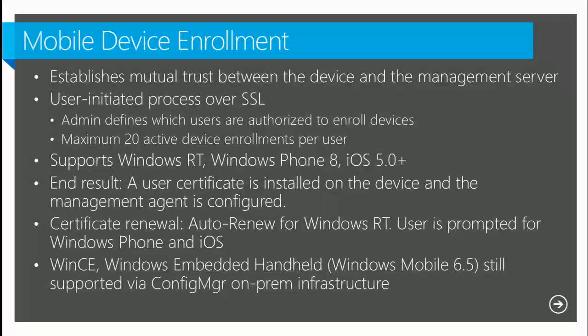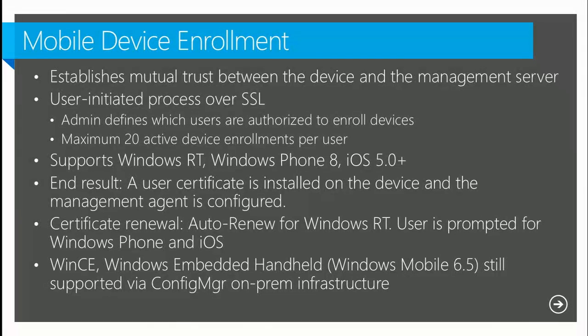Okay, so the first one is mobile device enrollment. Again, this is akin to client deployment for setting up your Windows PCs. The entire point of enrollment is to establish mutual trust between the device and your management servers, your management infrastructure. For each of the platforms, there are some differences in how the enrollment process is initiated. For both Windows Phone and Windows RT, there's a built-in enrollment client that the user would initiate, and they would perform the enrollment through a native experience on those devices.